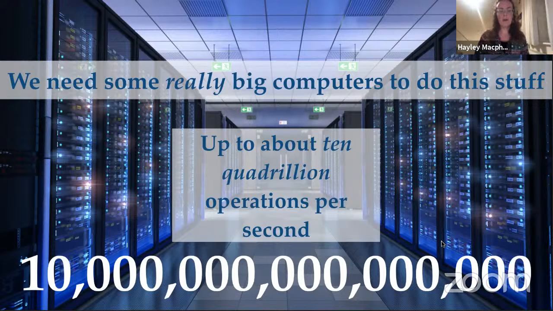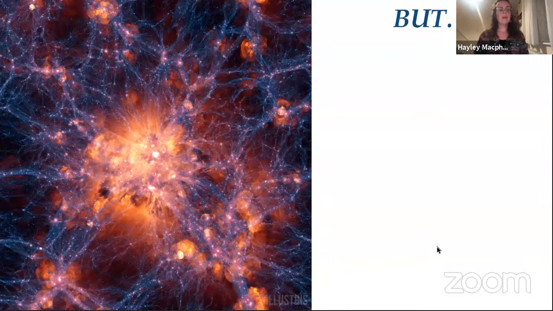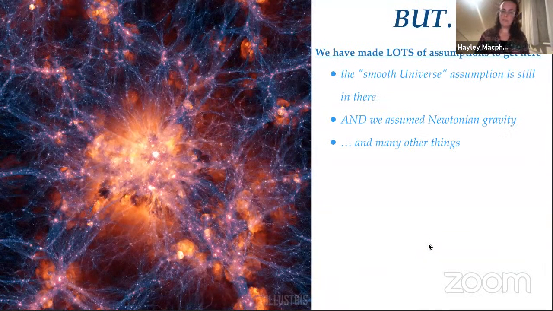I'm emphasizing a lot how incredibly impressive these simulations are, because that's true, but we've still made quite a lot of simplifying assumptions to get here. For example, the smooth universe assumption is still in here in a way. And we've used Newtonian gravity when we know that Einstein's theory should be more accurate on large scales. These assumptions are probably safe, but not all of them have been thoroughly tested. And so it's really important to make sure that these assumptions that go into our research are actually okay.